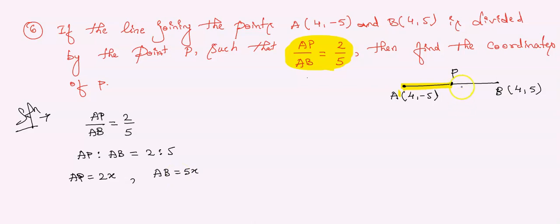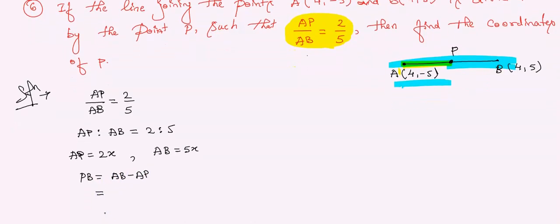Now what are we planning to find? PB. If you want to find PB, what should we do? From this total AB, you subtract AP, so you can find PB. Correct? Understood? So PB is equal to AB minus AP. Got it? Understood or not?